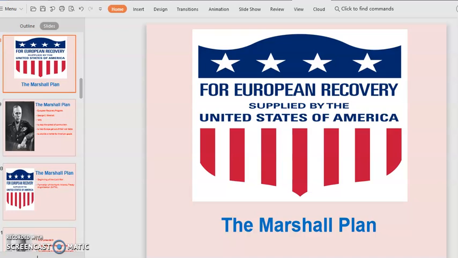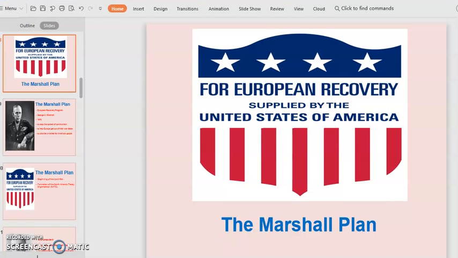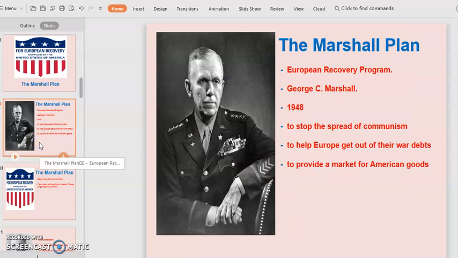The Marshall Plan, also known as the European Recovery Program, was a US program providing aid to Western Europe following the devastation of World War II. It was enacted in 1948 and provided more than $15 billion to help finance rebuilding efforts on the continent.